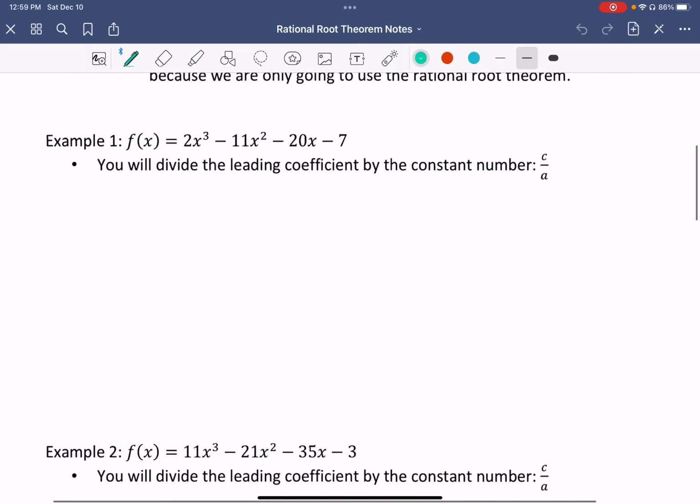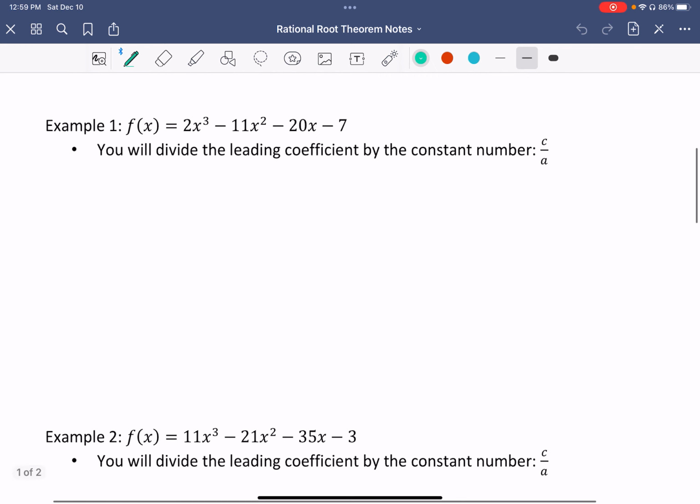So starting with example 1, all you're going to be doing is dividing the leading coefficient by the constant number. So the leading coefficient refers to the term that has the highest exponent. In this instance, that will be the term with the x cubed. Now the constant number is the number that has no variable. In this equation, it is -7. Okay, so this one is A, and this one is C. So I'm going to put A equals 2 because it's only the coefficient. You're not going to put the variables. So A equals 2 and C is equal to -7.